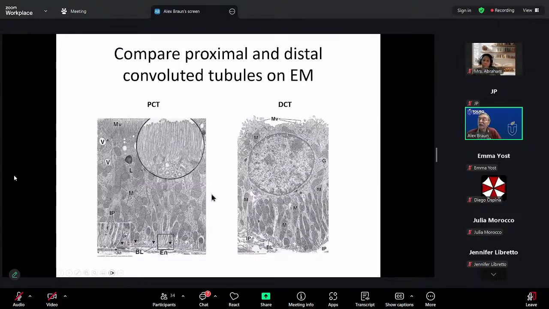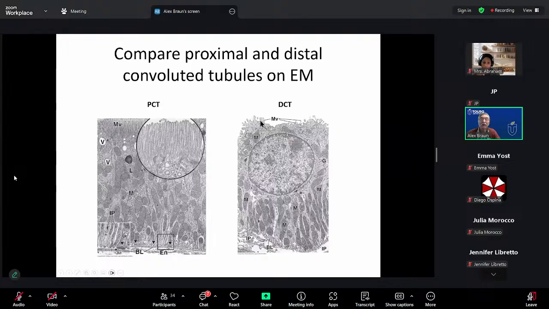Now, you may wonder how the proximal convoluted tubule cell differs from the distal convoluted tubule cell. They look somewhat similar on electron microscopy, but what the proximal convoluted tubule has that the distal convoluted tubule does not have is a brush border. See here, lots and lots of microvilli, myriads of microvilli forming a brush border for the proximal convoluted tubule cell, not seen in the distal convoluted tubule cell, not seen here.